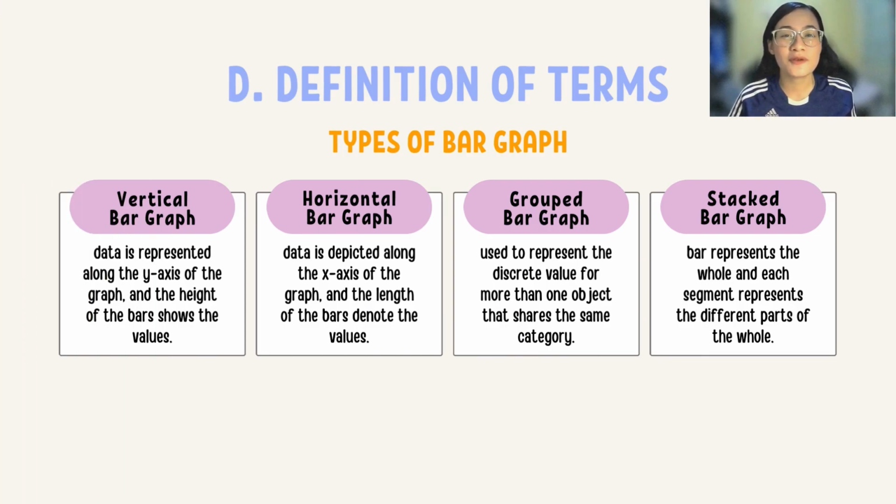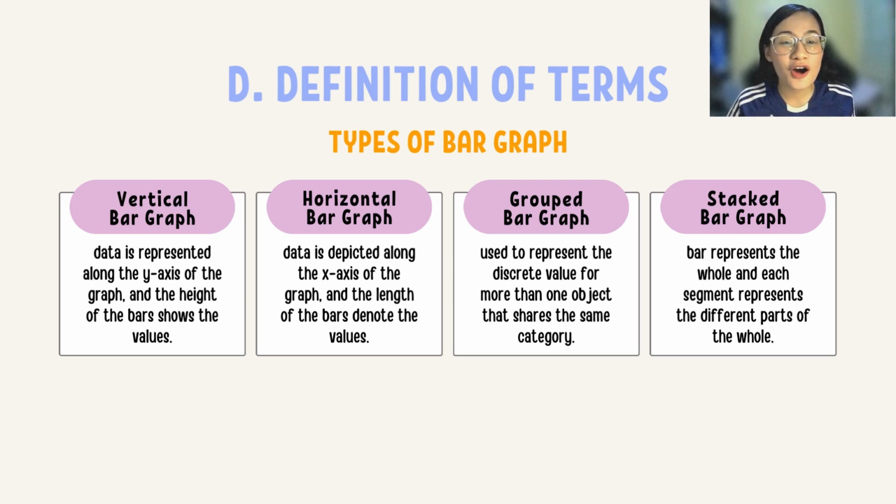The different types of bar graphs. First, we have the vertical bar graph. It refers to the grouped data that are represented vertically in a graph. The data is represented along the y-axis of the graph and the height of the bars shows the value.